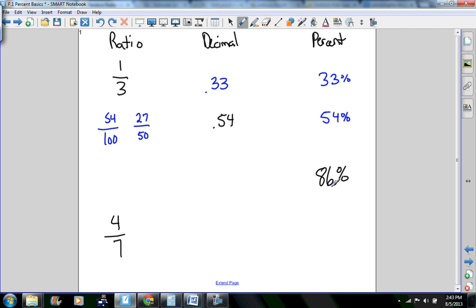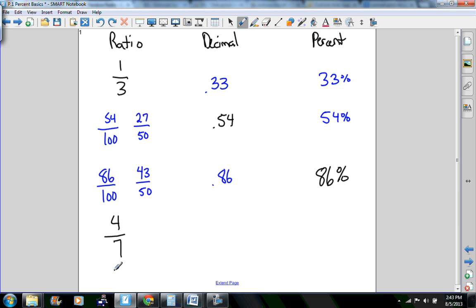Going from a percent backwards to a decimal, we take the decimal place here and move it 2 to the left this time. So 1, 2, it'll be in front of the 8, so 0.86. And then to make a ratio, we do 86 over 100. Divide by 2 on the top and the bottom, 43 over 50.